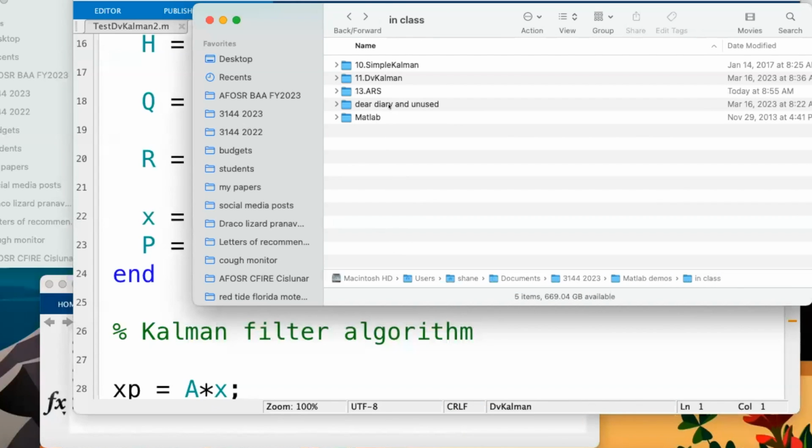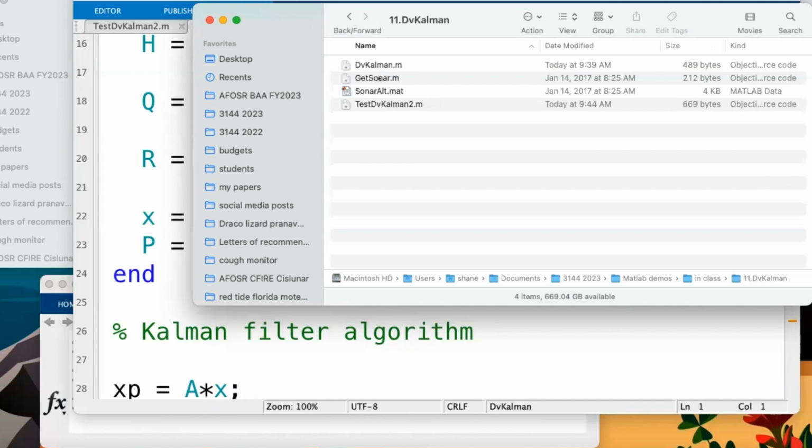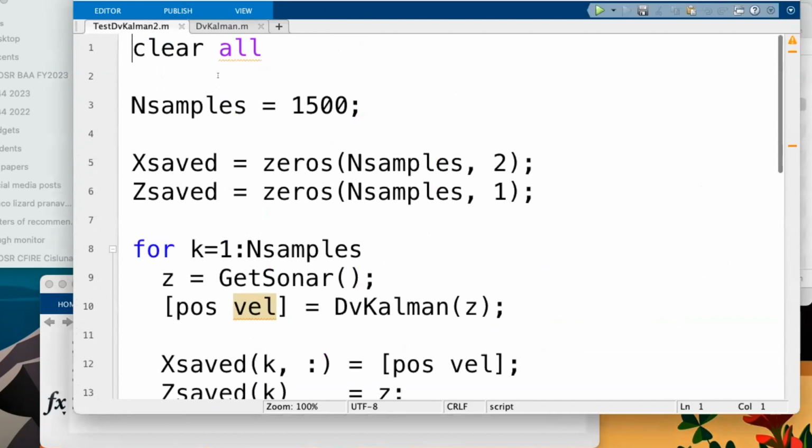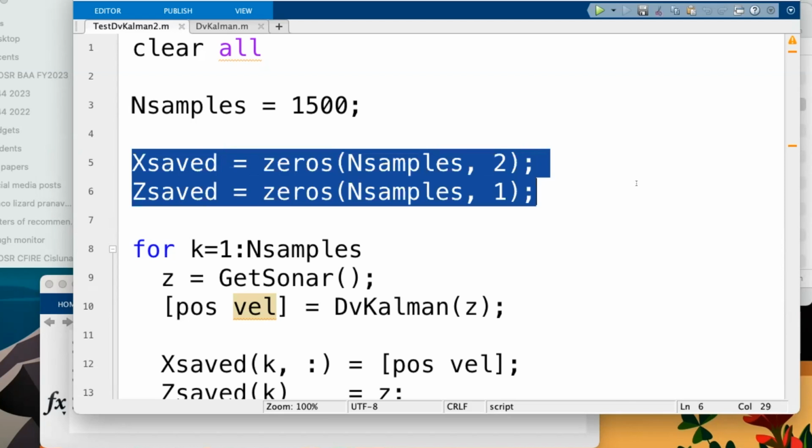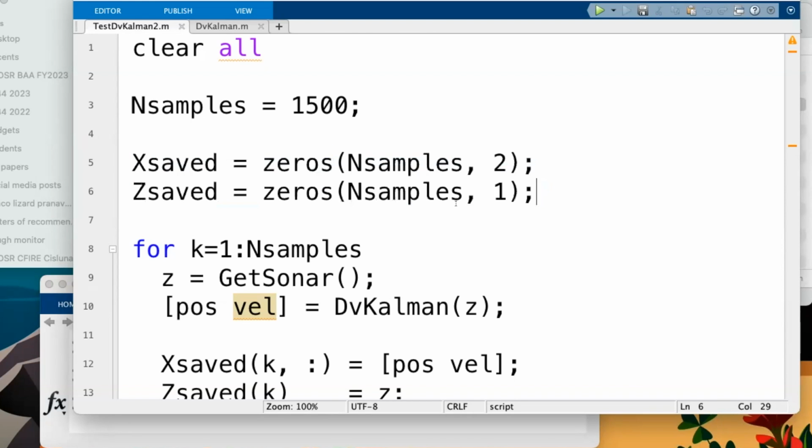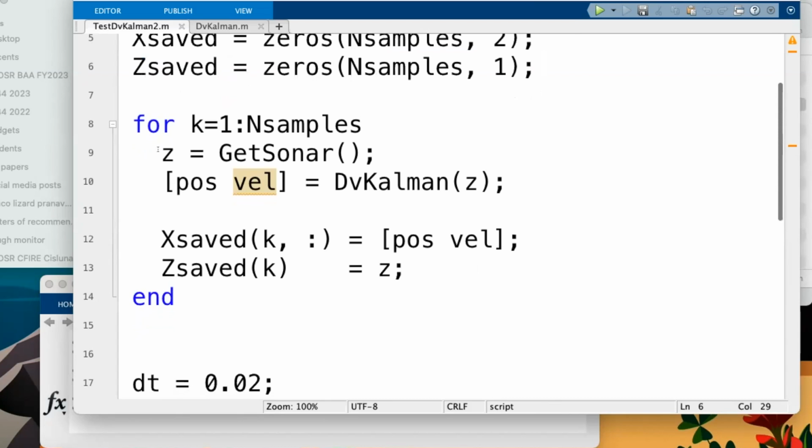This is also in the Google Drive for this lecture. I'm doing DV Kalman. In DV Kalman, we've got this thing that just gets the sonar data. I think you remember what the sonar data was. This is test Kalman. So there's 1,500 samples in that sonar data. This first step just initializes, just fills them all with zeros, and then we step through the algorithm. So we're getting the sonar, which is our position, putting it through the Kalman.